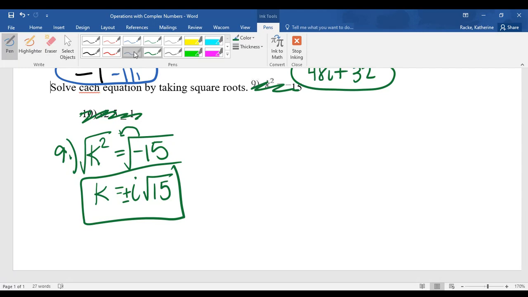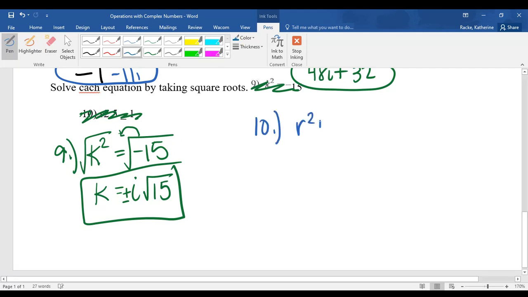All right, number 10 here. On your paper, it should say r squared plus 5 equals 1. So we need to get our r squared by itself, so we need to subtract this 5 from both sides. What you do to one side, you always have to do to the other. 5 minus 5 cancels out. I get r squared equals 1 minus 5, which gives me -4.